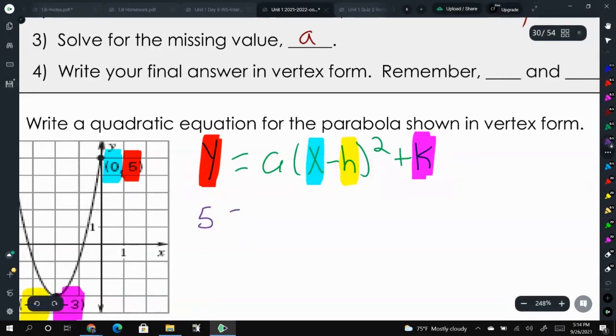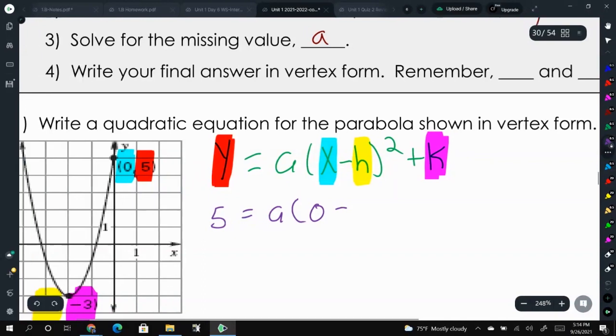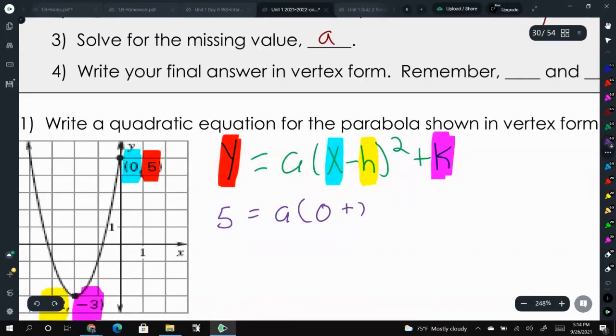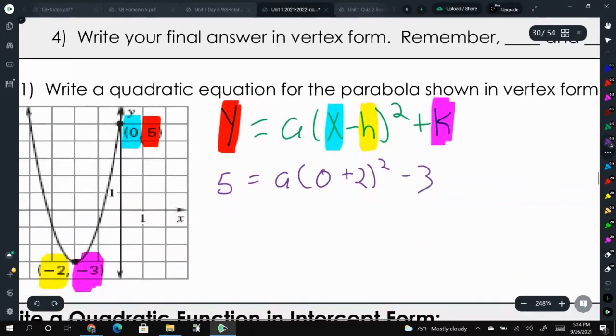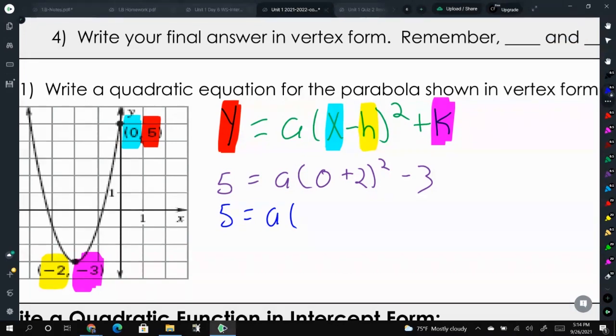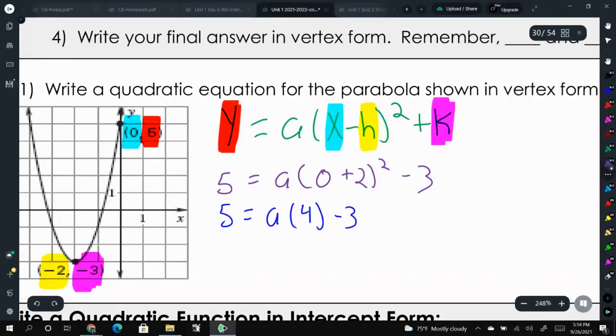So we have 5 equals a times 0 minus negative 2, so plus 2 squared, minus 3. All right, so let's simplify this. 5 equals a times, well, 0 plus 2 is 2. 2 squared is 4, minus 3. Then when we add 3 to both sides, we get 8 equals 4a. Divide both sides by 4, and a is equal to 2.